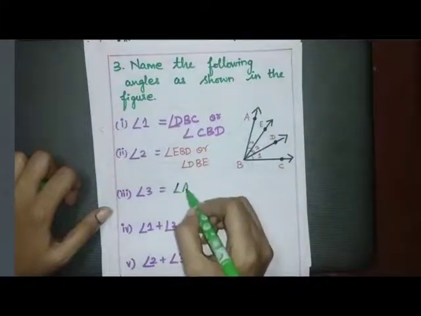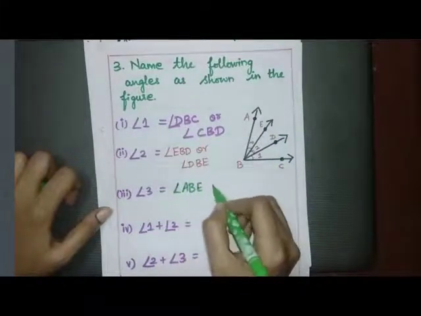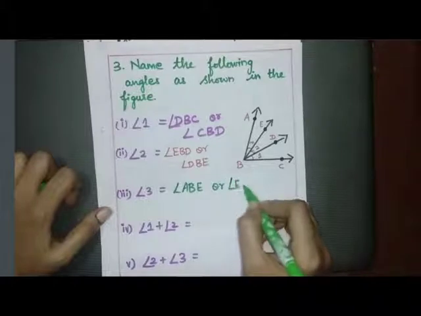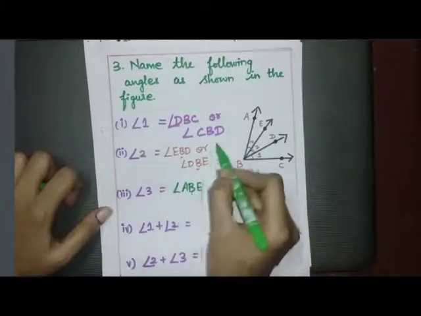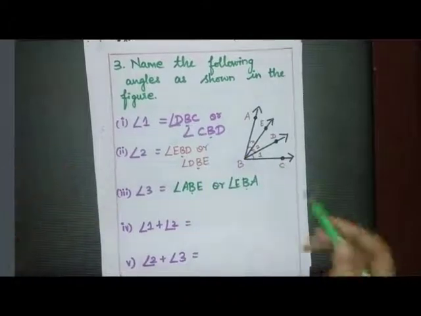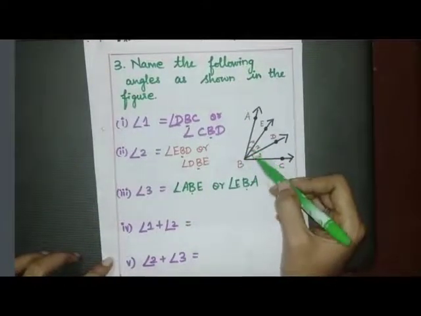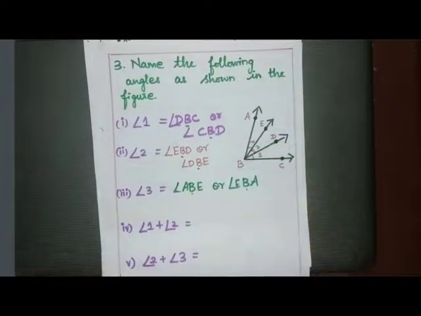So I am writing ABE or EBA. The angle must be in the middle. So I am writing B in the middle because at B only we have 3 angles, 1, 2 and 3. So the angle must be in the middle.